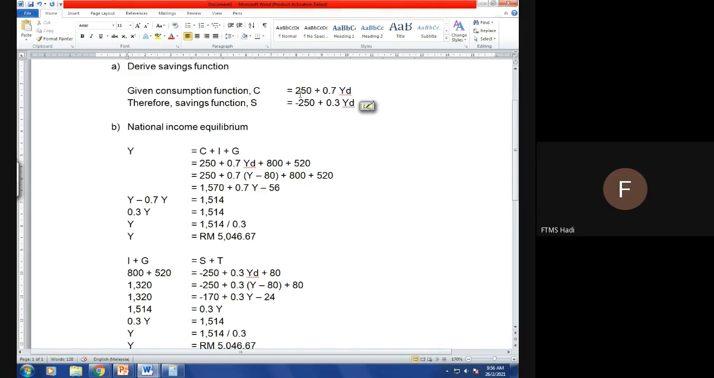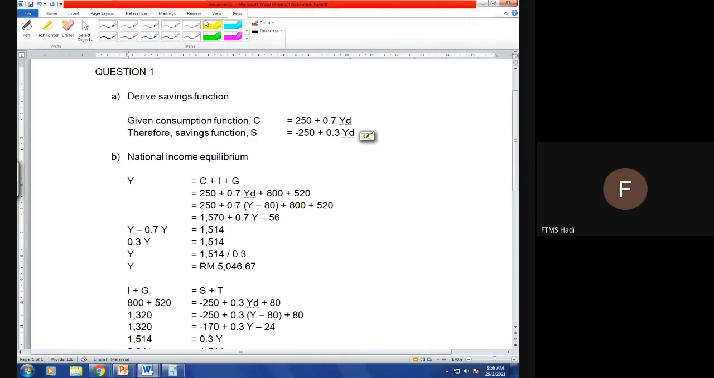Remember, when we want to convert into the saving function, the formula is, I repeat again, how do you convert consumption to savings? The original savings formula is negative C plus 1 minus MPC times YD. So here negative C means this one, negative 250. Positive becomes negative, and then 1 minus 0.7 becomes 0.3. So it becomes negative 250 plus 0.3 YD. This is what it means.